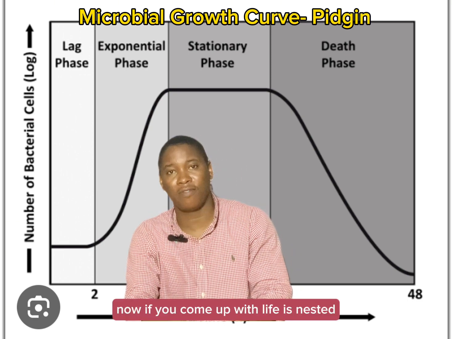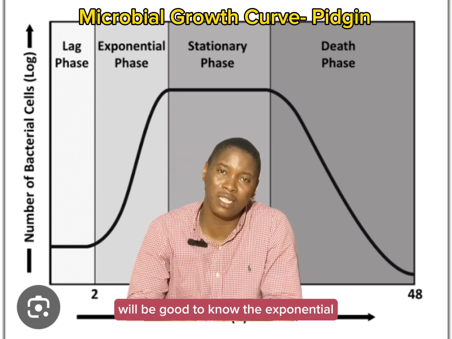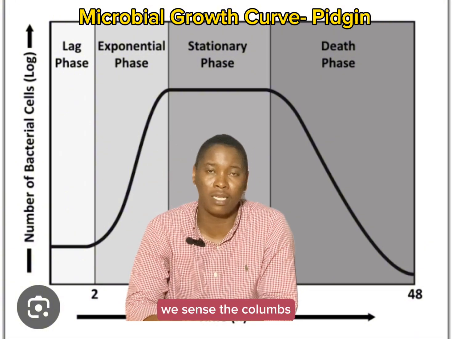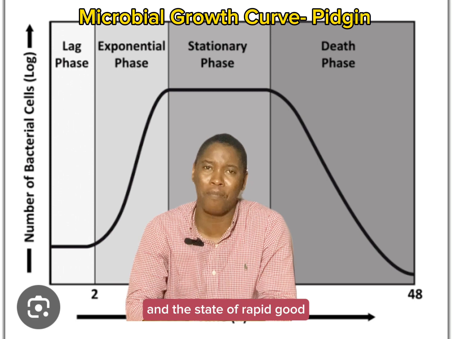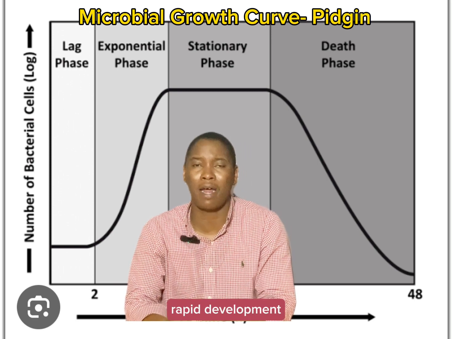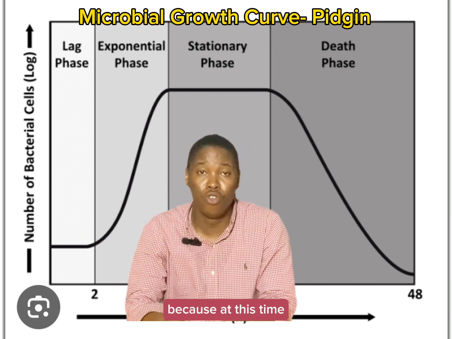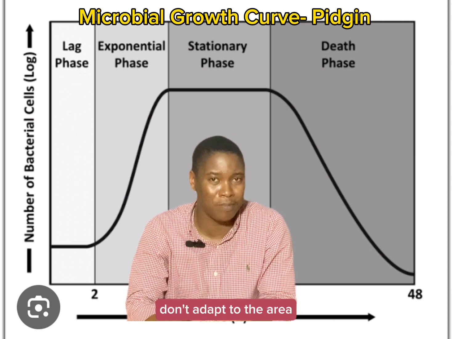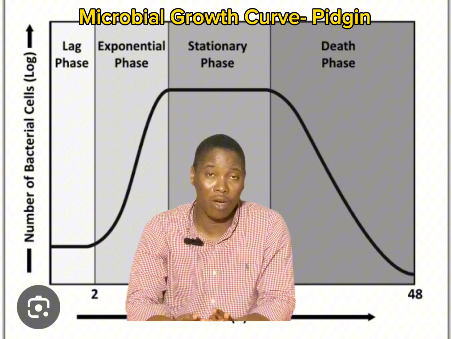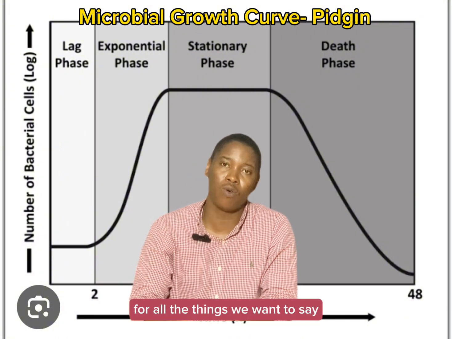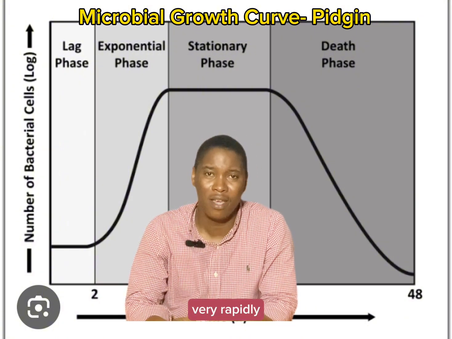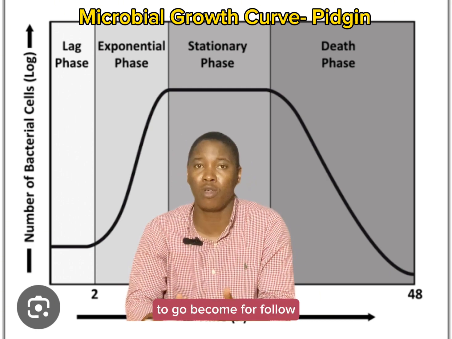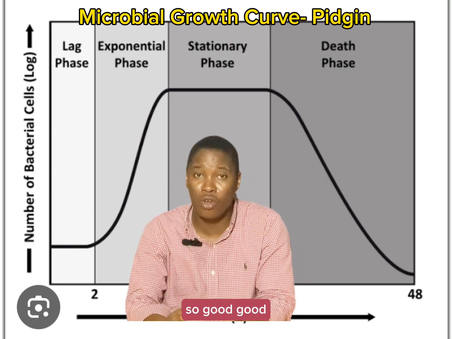Now, if we leave the lag phase, the next stage we go to is the exponential or the log phase. This is the phase that scientists say is the stage of rapid growth, rapid development, rapid division, because at this time nutrients are plentiful, resources are plentiful, and the microorganism has adapted to the area. It knows how to use the culture media for all the things it wants to do. So it will grow very rapidly: 1 becomes 2, 2 becomes 4, 4 becomes 8, and so it goes on and on.